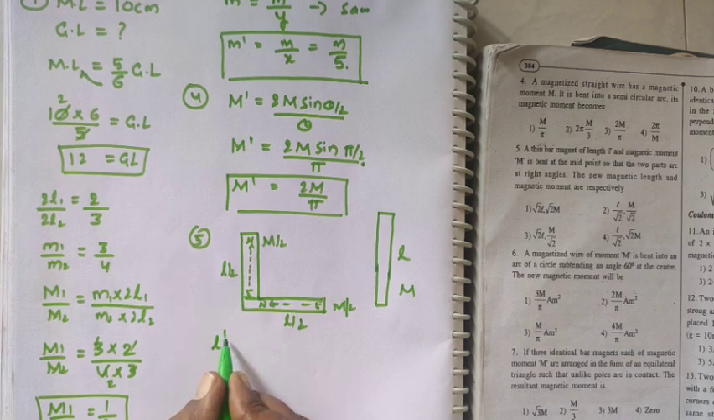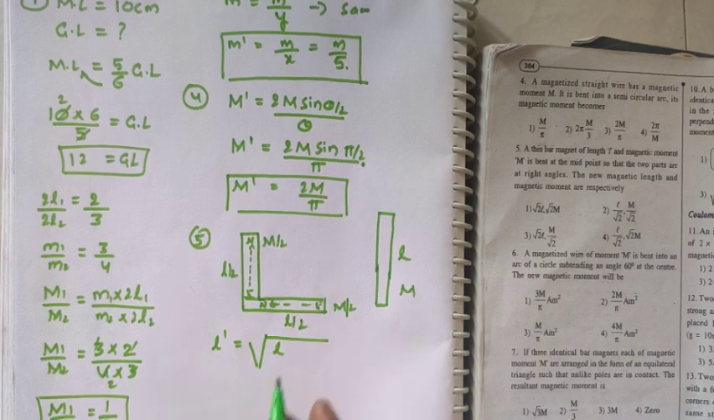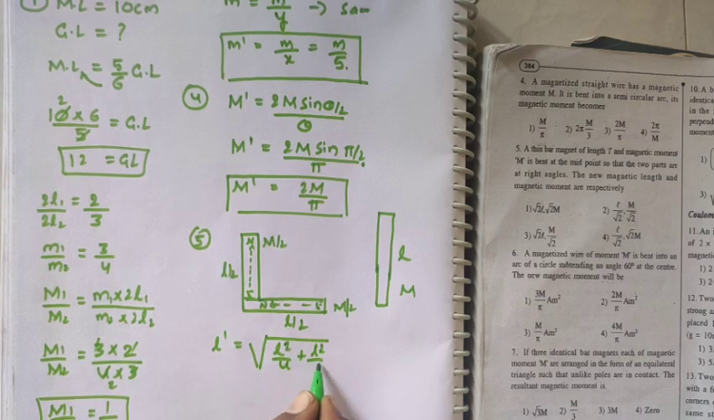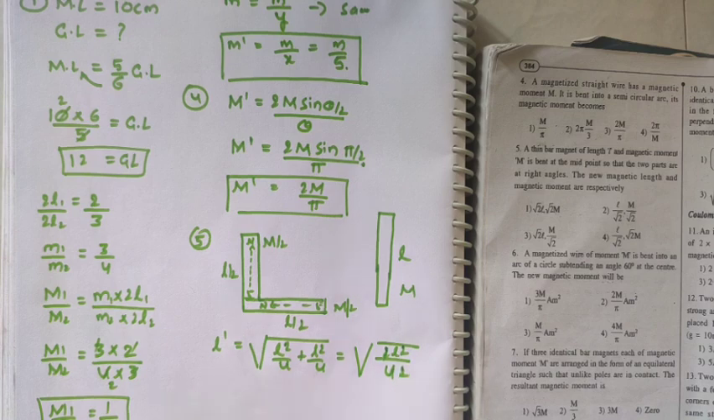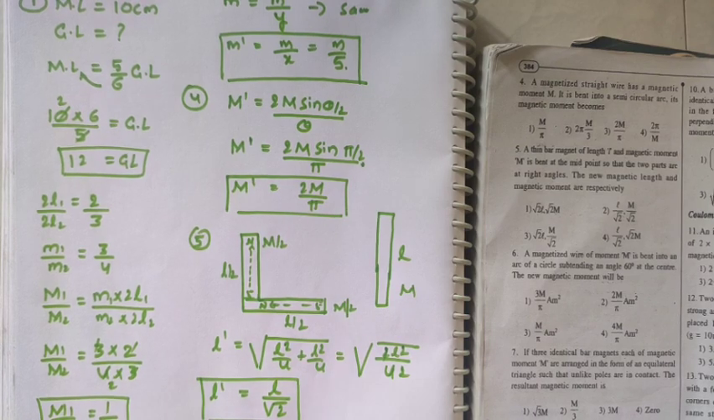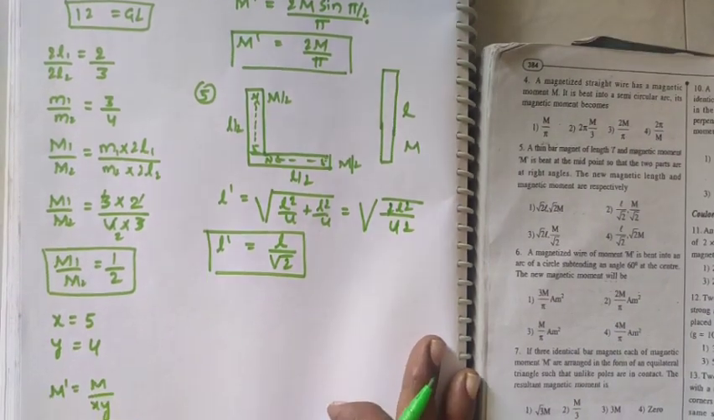So new magnetic length, L dash squared, is equal to (L by 2) squared, so L square by 4, plus L square by 4, which is equal to L square by 2. Then L dash is equal to L divided by root 2. Sorry, this is about magnetic length.